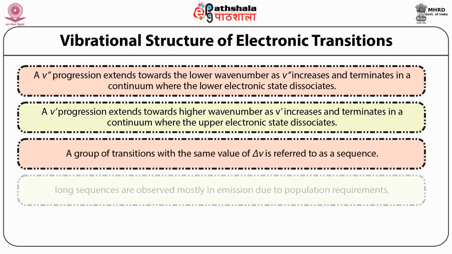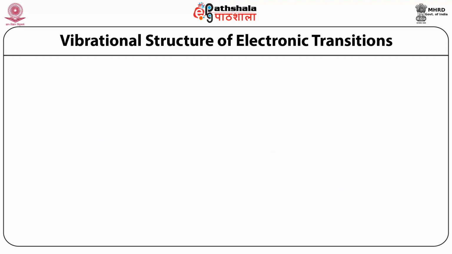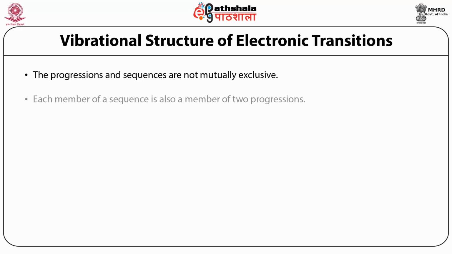A group of transitions with the same value of Δν is referred to as a sequence. Long sequences are observed mostly in emission due to population requirements. The figure depicts that we get the progression and sequences, and the progressions and sequences are not mutually exclusive. Each member of a sequence is also a member of two progressions.